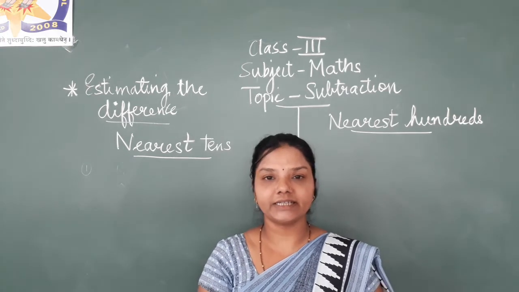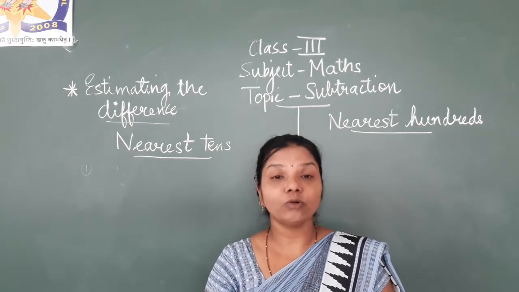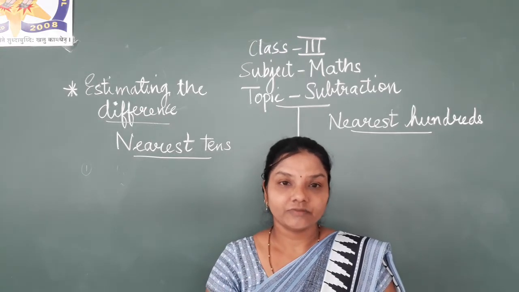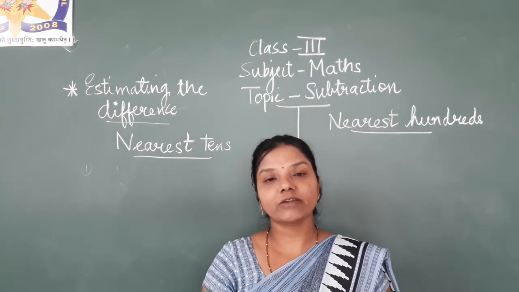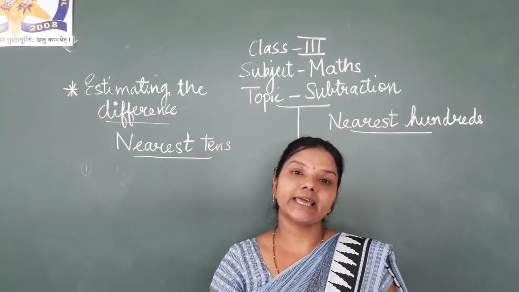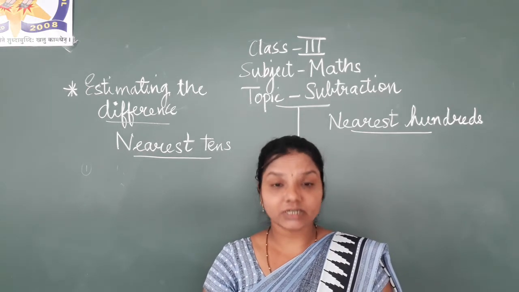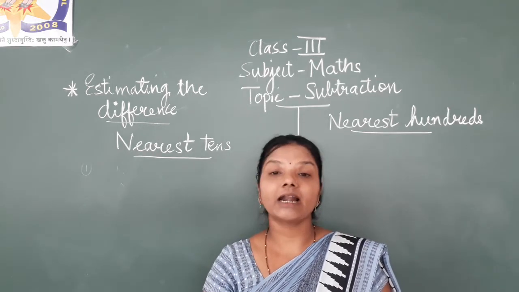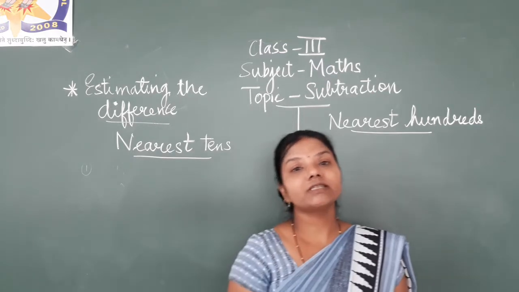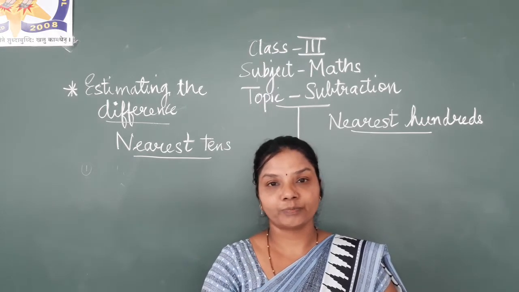I will read out the sentence. To check quickly the difference, we round off the numbers and subtract them. To check it very quickly, we round off the numbers and then we subtract them. It can give us a rough estimate whether our answer is correct or not. It gives us a rough idea whether our answer is right or wrong.